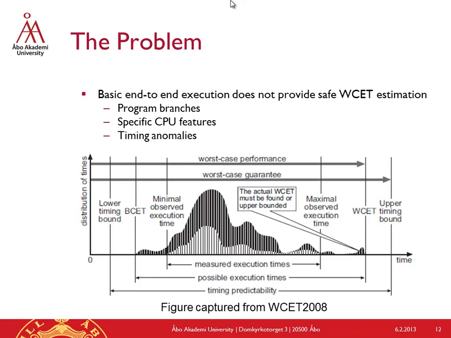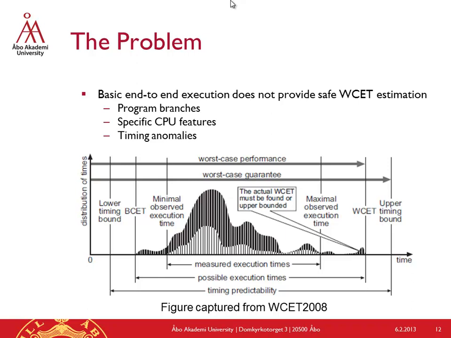The second problem, CPU features. What are the CPU features you know? Which one of them? Cache, the first one. If a variable is saved in the cache, the execution will be very fast. But if there is a cache miss, the execution will be quite slow. The second, probably, you can say branch prediction, which is a very nice feature of the CPU, which allows it to estimate which branch will be taken by your program. But unfortunately, if it fails, the execution will also be slow.